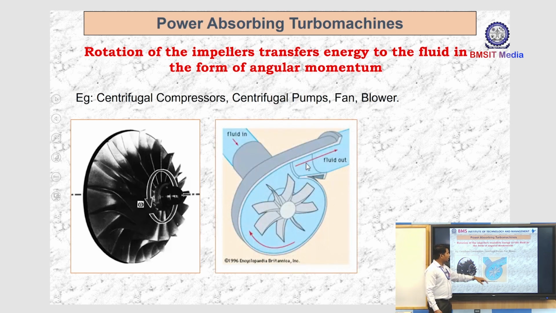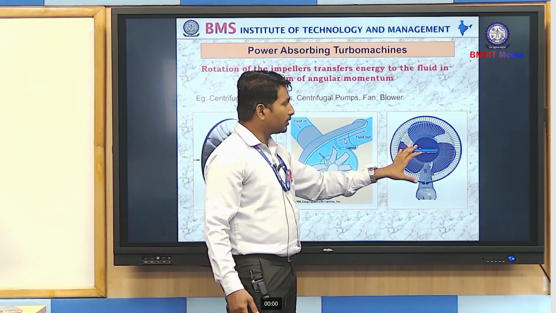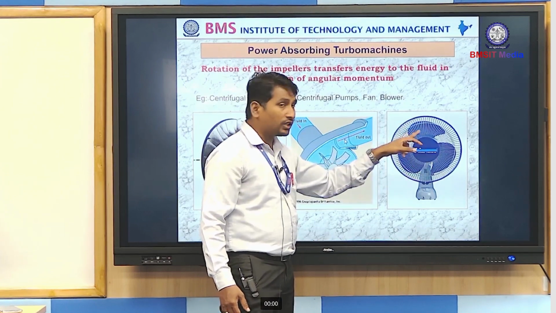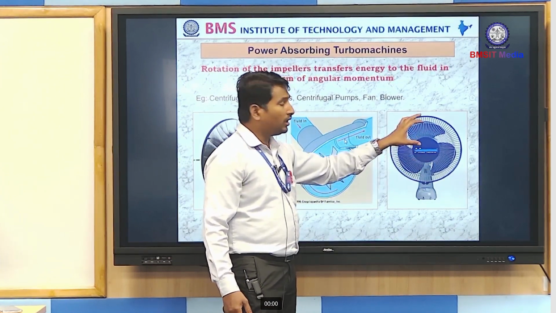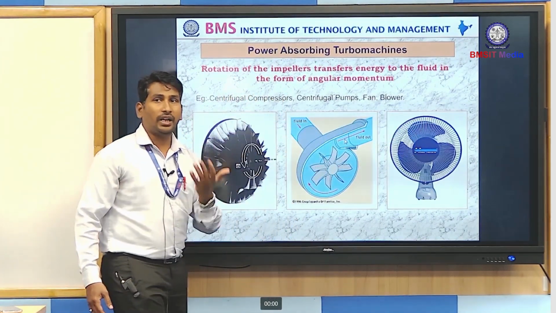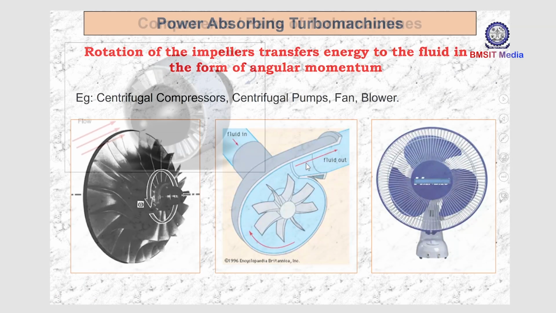The second example is again a centrifugal pump, where the water enters here. Because of the rotary motion of the rotor, the centrifugal force will be transferred to increase the fluid energy, and then higher energy will be obtained at the output. The next example is the fan. Again, this is a power absorbing machine because we are going to supply electricity to this. Because of that, the blades of the fan start rotating. Because the blades of the fan start rotating, air gets circulated. It will throw the air with a higher pressure. So it is considered as a turbo machine. This is an example for power absorbing machines.